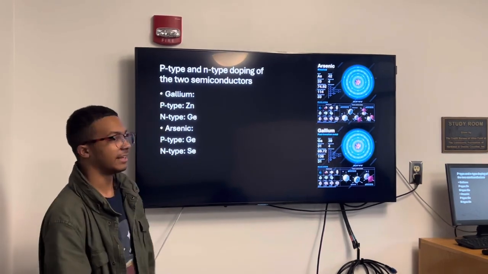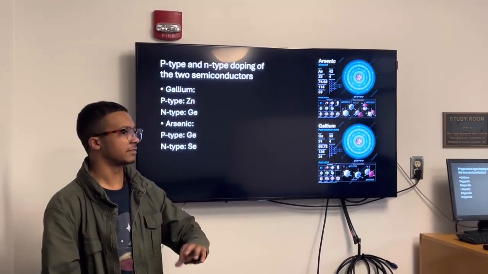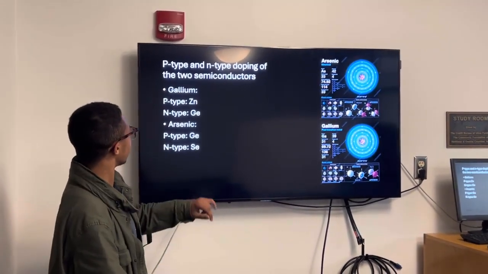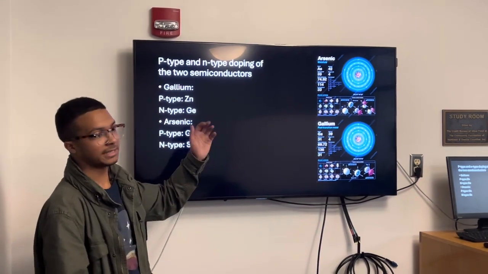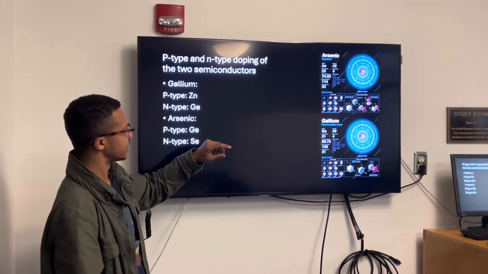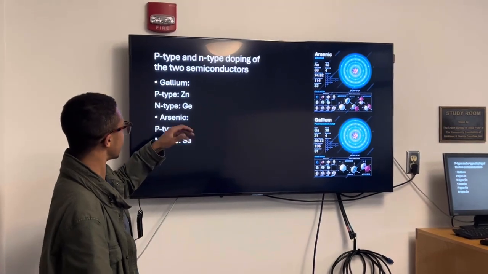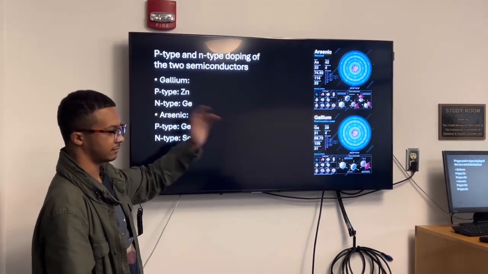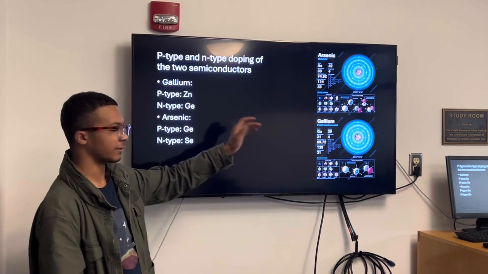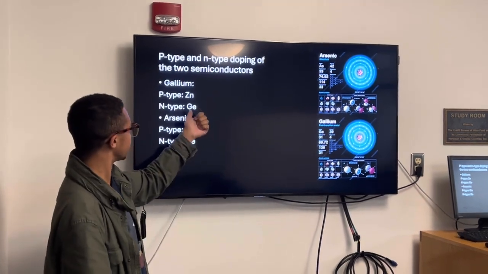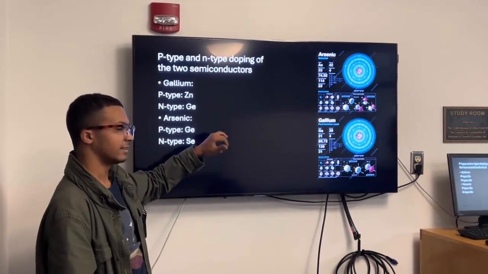Alright, so for the P and N type doping of the two elements on their own, first up we have gallium. For the P type, because we have to have it positively charged, we have zinc, which is to the left on the periodic table. And then for N type, we're on the right-hand side of it, because we want it more negatively charged, so we're using germanium.